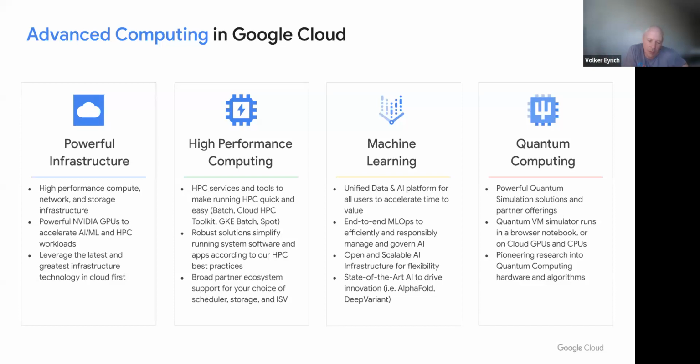So I'll talk a little bit about advanced computing in Google Cloud. I'm a researcher by training. I've used Google Cloud quite extensively for scientific research. And so I've experienced firsthand how useful cloud infrastructure can be to conduct especially computationally intensive research, also data-intensive research.